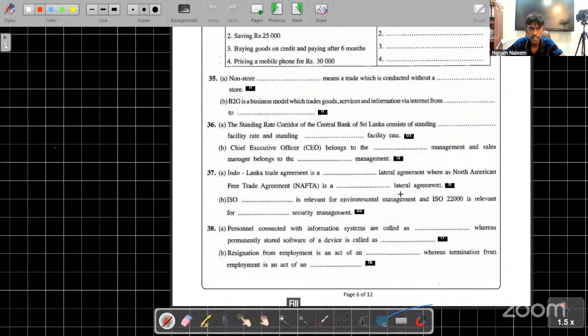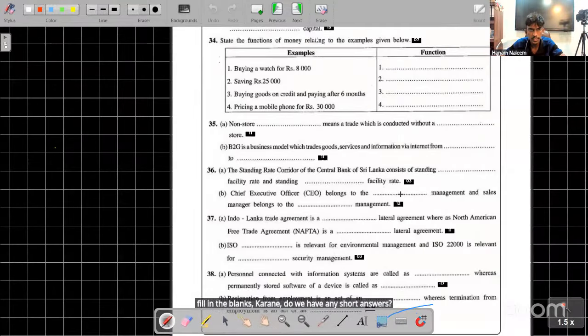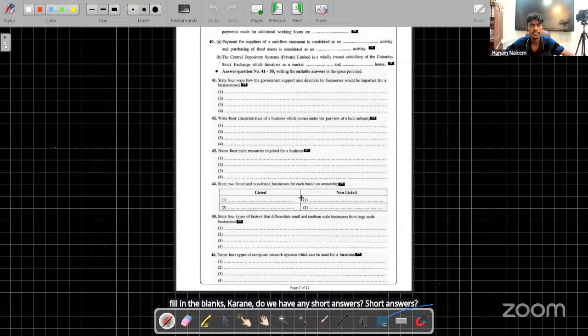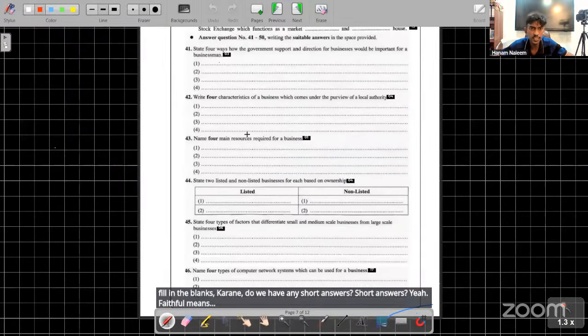Fill in the blanks are done. Do we have any short answers? Yeah. Name four main resources required for a business.